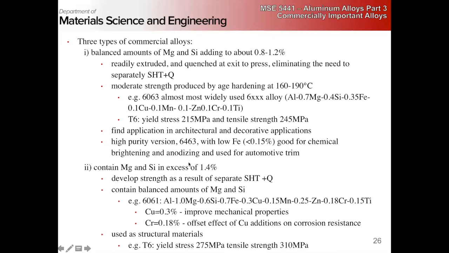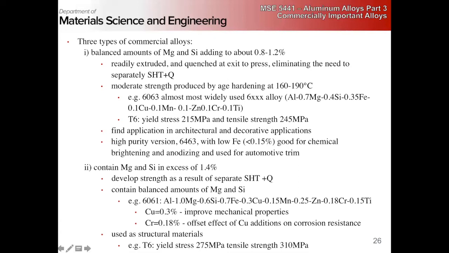Magnesium and silicon in excess of 1.4%. Solution heat treatment and treated in quench state. If we increase the copper a little bit, we get improved mechanical properties. Adding a little chrome, we get additional corrosion resistance. Right? By adding more copper, we reduce the corrosion. Adding chrome gets us back in there.